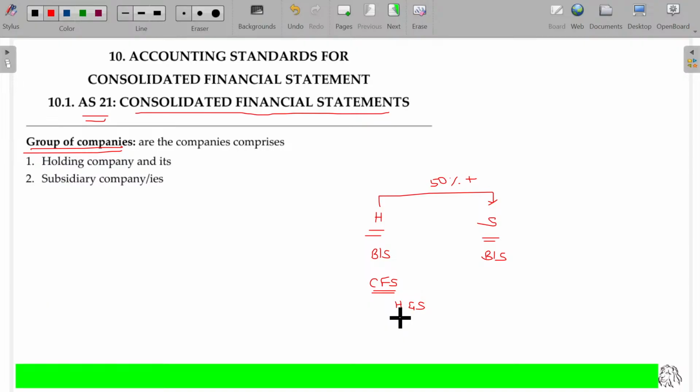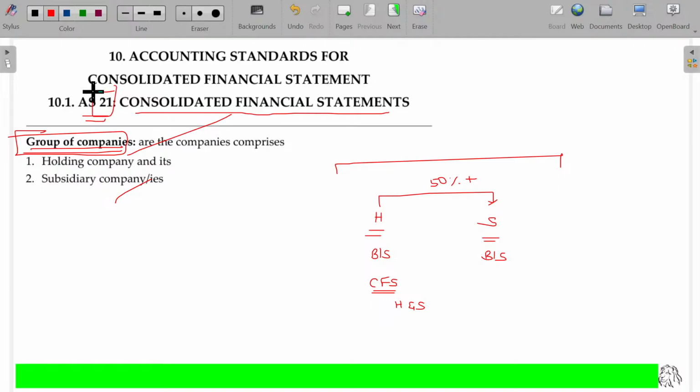One illustration is given in your CA institute material as well as in Singar Academy's book. So you have to be master in consolidating the balance sheet here. These two companies put together will be called as group of companies. H and S will be considered as group of companies, or a group comprises holding company and subsidiary companies. The accounting standard number is 21.